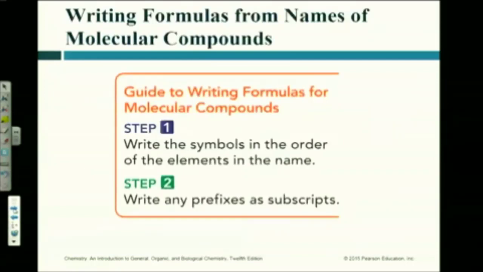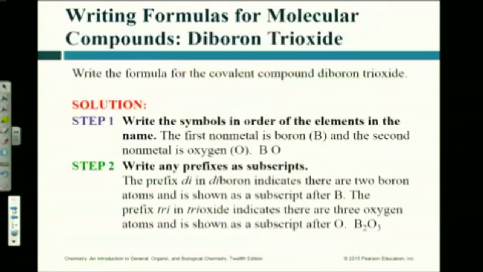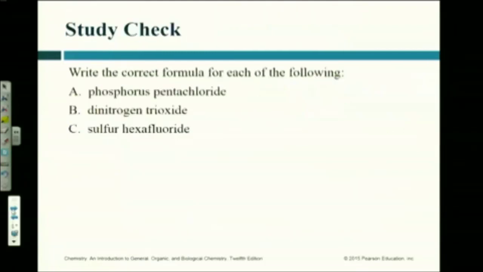All right. This should be easy. To write the formula from the name. Right? What is this? Diboron means what? B2. Trioxide, O3. Okay? If you can get the name from the formula, then writing the formula from the name for you guys is a lot easier, I think. You just got to know the prefixes and what they mean. Okay? So, do these three real fast.